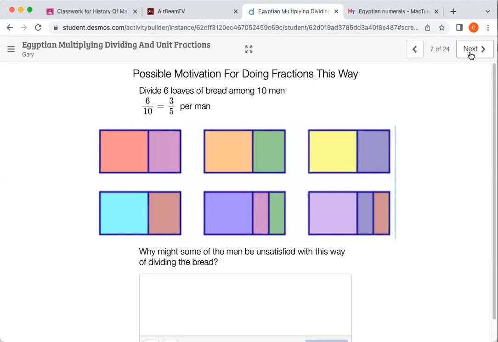And then I'll have to take one of the other 2/5 pieces and cut it in half. So you can see there's a purple 2/5 piece and a purple 1/5 piece there, and a green 2/5 piece and a green 1/5 piece, and another purplish 2/5 piece and a purplish 1/5 piece. And finally a brown 2/5 piece. So type into the box, why might some of the men be unsatisfied with this way of dividing the bread?